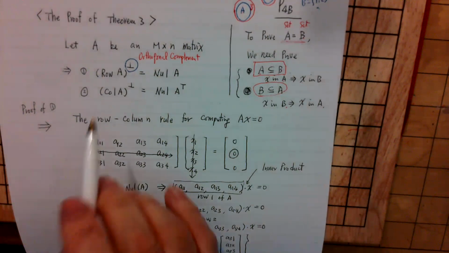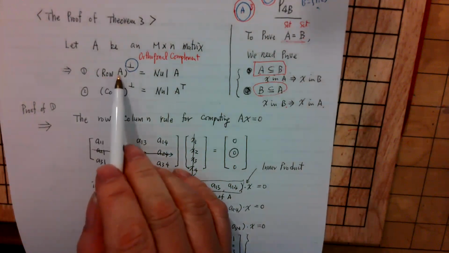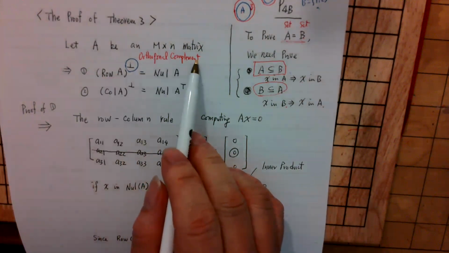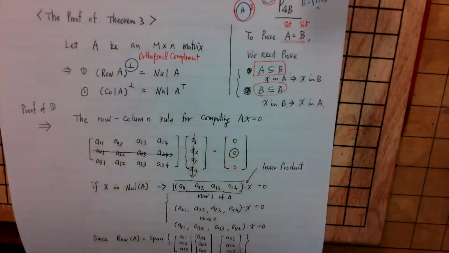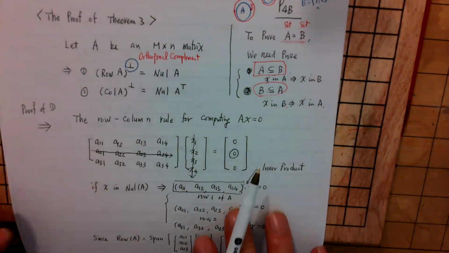Okay, we say the row space of A's orthogonal complement is what? It is the null space of A. Why is that true? Let's look at the proof.